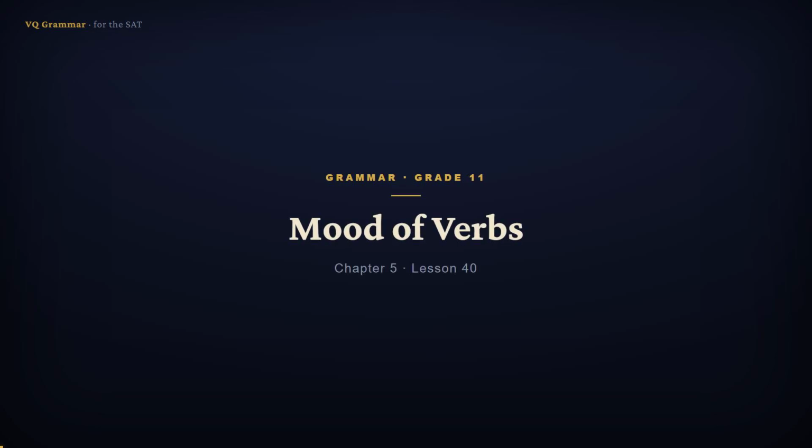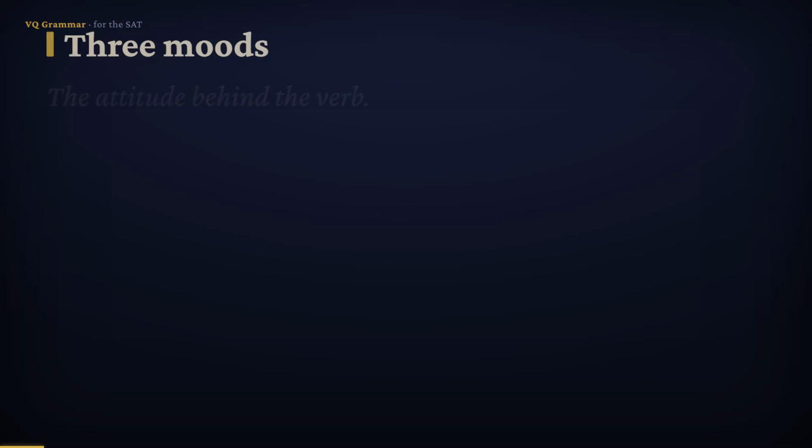Welcome back to Grammar Fundamentals for the SAT. This is Chapter 5, Lesson 40, the last lesson on verbs. Beyond tense and voice, every verb also has a mood, the attitude it takes. Let's meet all three. Every verb has a mood, and there are three. The mood shows the attitude behind the verb.